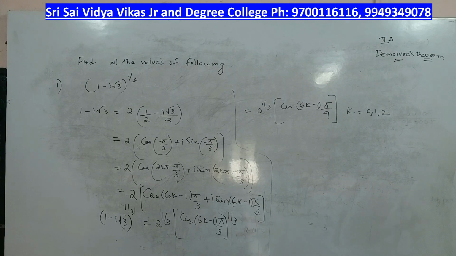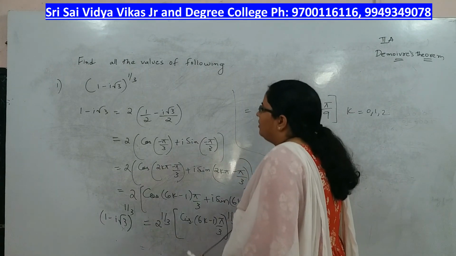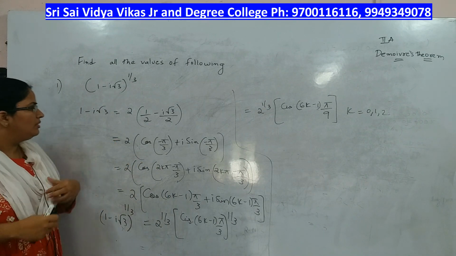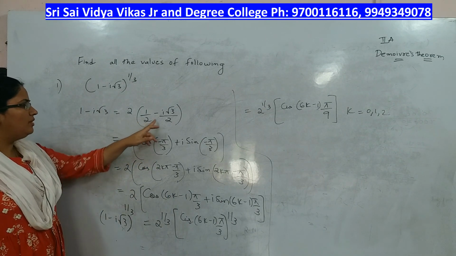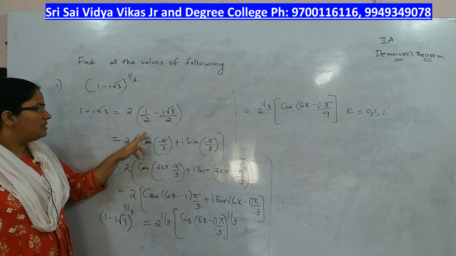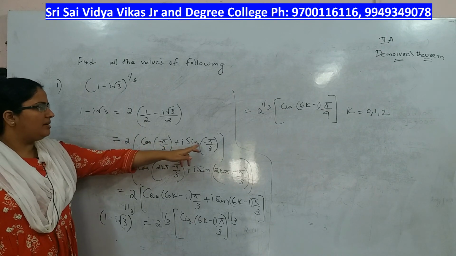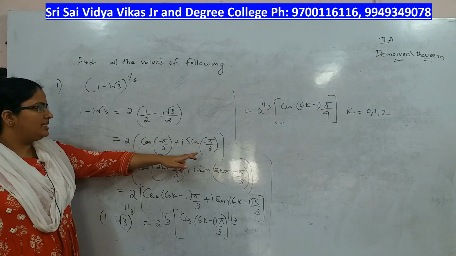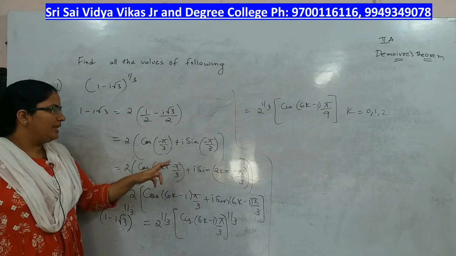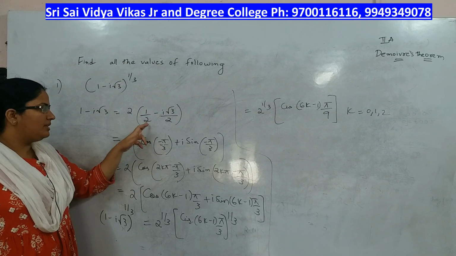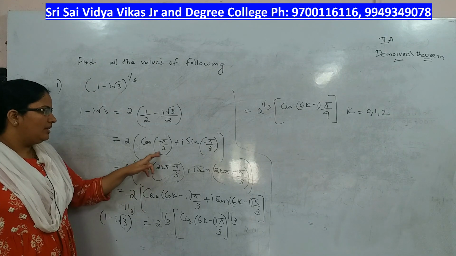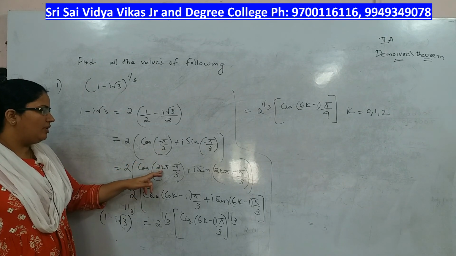Our next problem for today, (1 minus i root 3) whole power 1 by 3. 1 minus i root 3 can be written as 2 into (1 by 2 minus i root 3 by 2). This can be written as 2 into (cos of minus pi by 3 plus i sin of minus pi by 3). Sin 60 is root 3 by 2. Since you have minus here, we are using minus for both. Cos of minus pi by 3 is cos pi by 3, that is 1 by 2. Now what we can do is, this value repeats for every interval of 360 degrees.